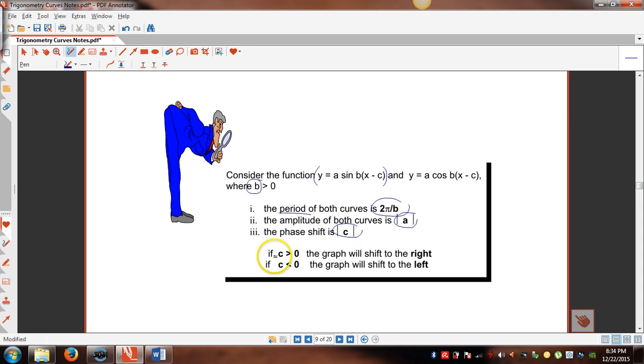Please remind yourself, if c greater than 0, the graph should shift to the right. And if c less than 0, the graph will shift to the left.